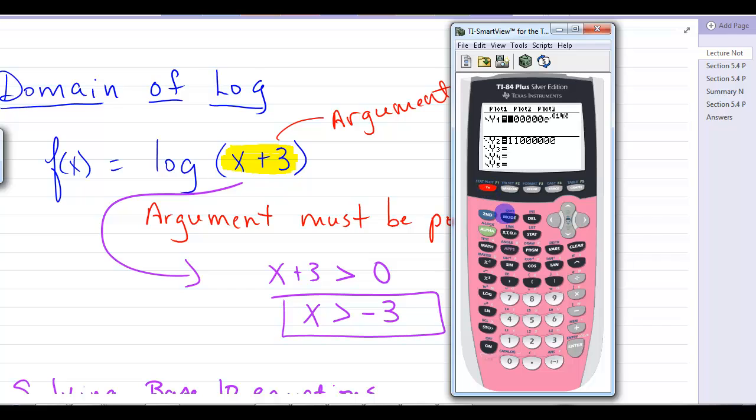Let's look at that in the calculator. Let's put log of x plus 3. Clear that out. And let's do a zoom 6. All right, so this graph starts here and goes forever this way. And if we zoom in on that, zoom 4, you can see that -1, -2, -3 is where it starts. It does not exist over here. X has to be greater than -3. All right, so that's what it would look like graphically.